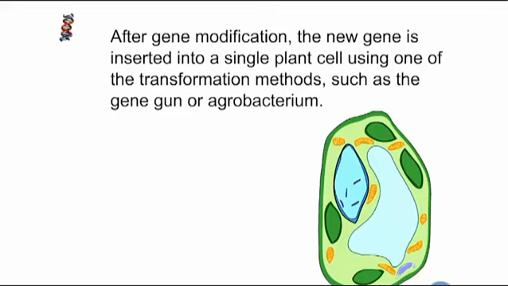After gene modification, the new gene is inserted into a single plant cell using one of the transformation methods such as the gene gun or Agrobacterium. We know well, in one of my earlier videos, I have shown Agrobacterium-mediated gene transfer. So how can a gene be transferred with the help of this technique, that is the gene gun? There are different methods of gene gun also.